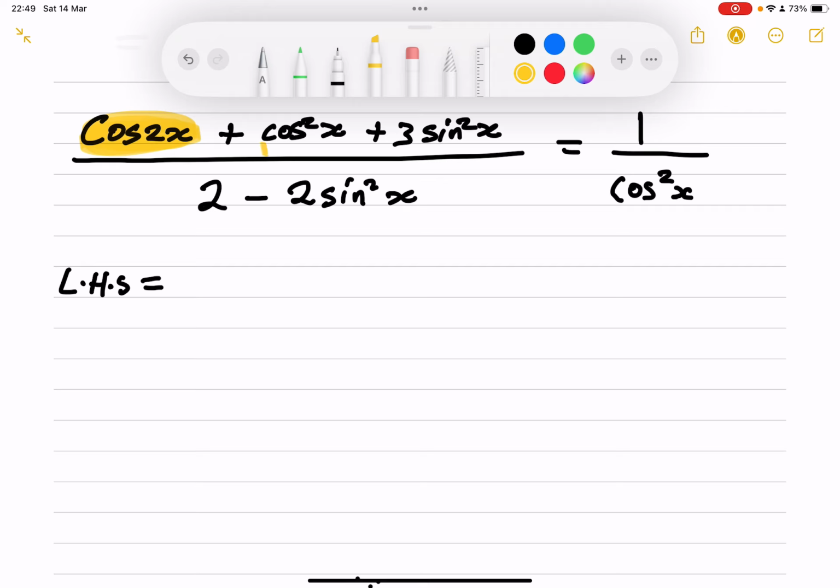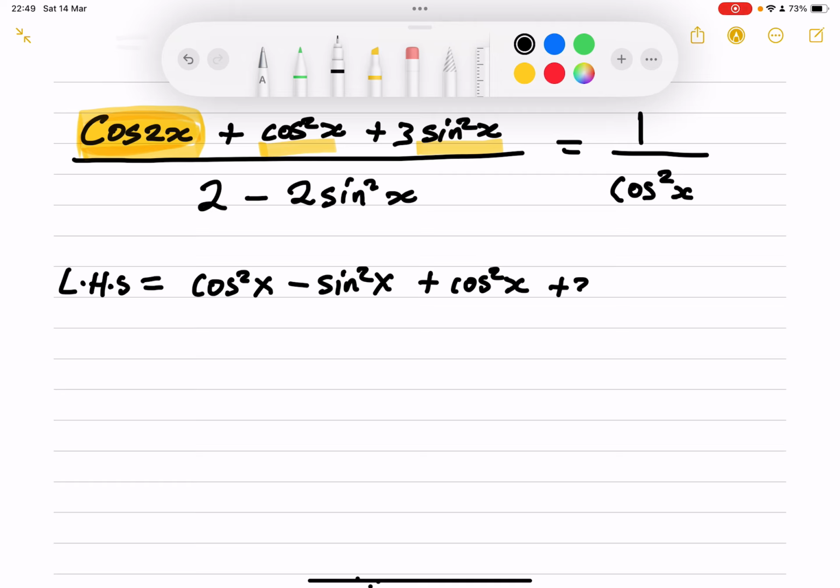But because I'm seeing a cos squared and a sine squared, I'll change it to the one that has a cos squared and a sine squared. So I'll say cos 2x is the same as cos squared x minus sine squared x. It is there on your formula sheet. Then we have plus cos squared x plus 3 sine squared x.